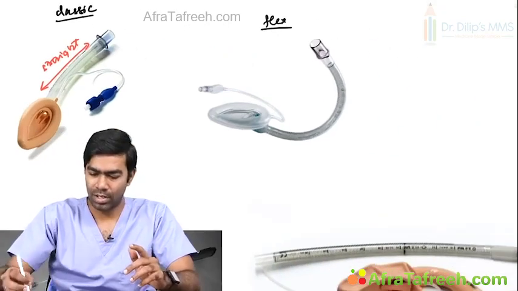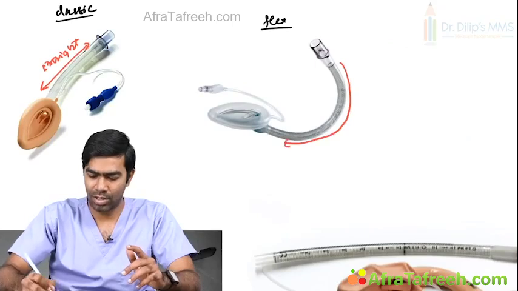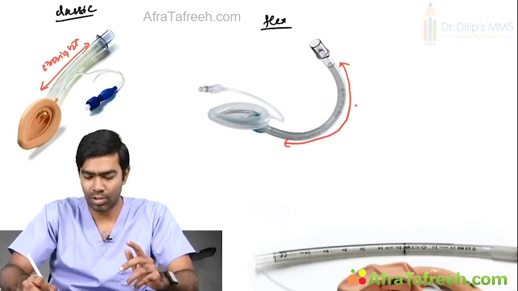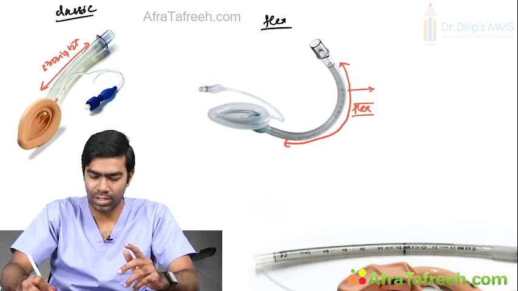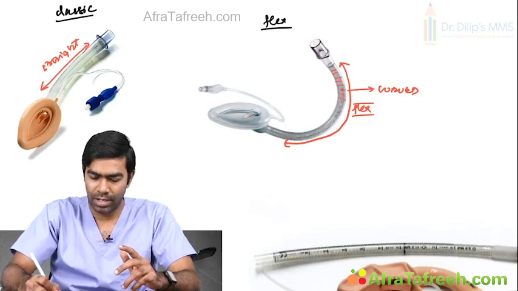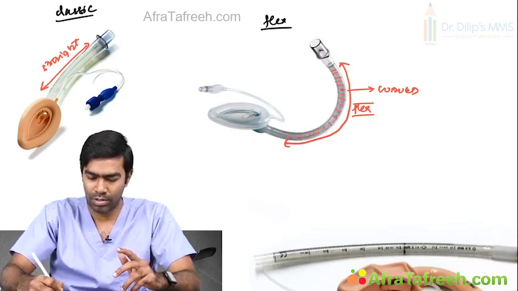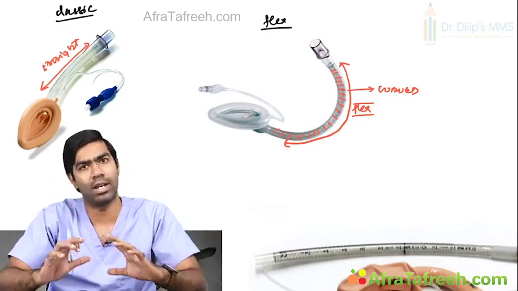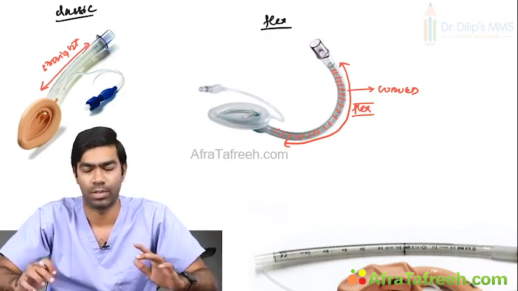So that is the reason why they had this naturally curved LMA. This is called an LMA flexible. It is naturally curved with the help of some metal reinforcement so that it becomes rigid, and it is curved and fixed in that position.